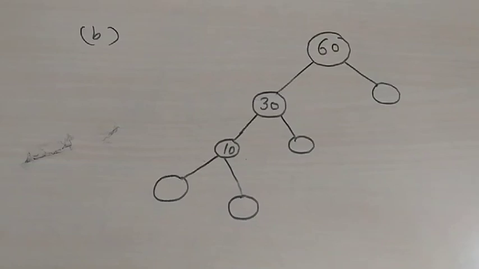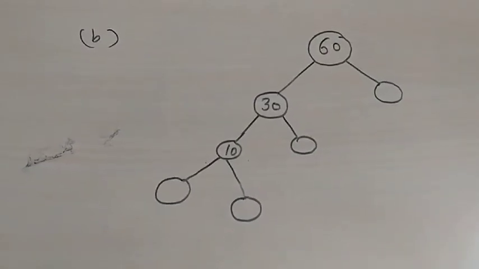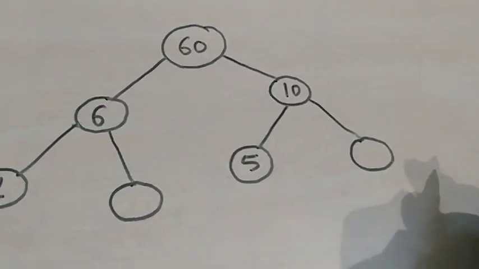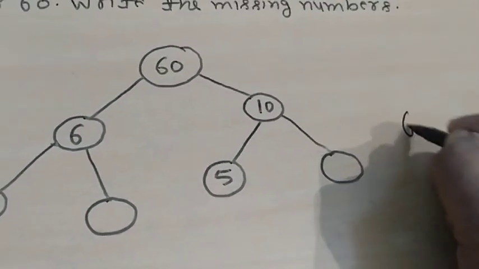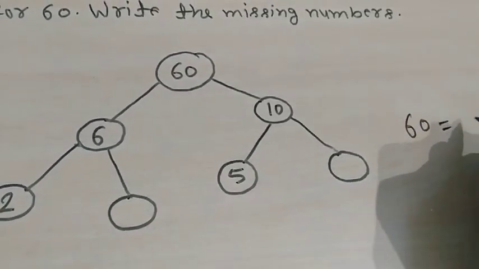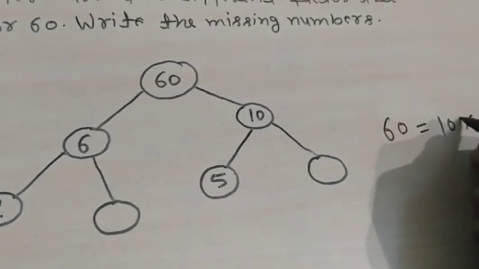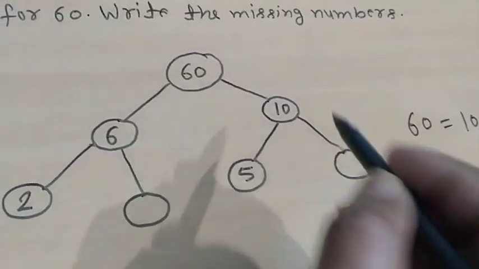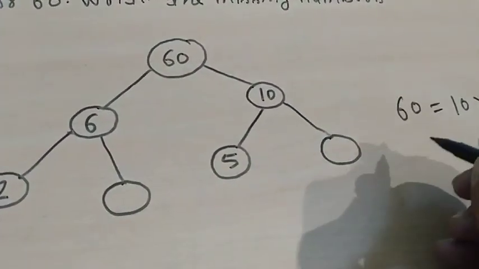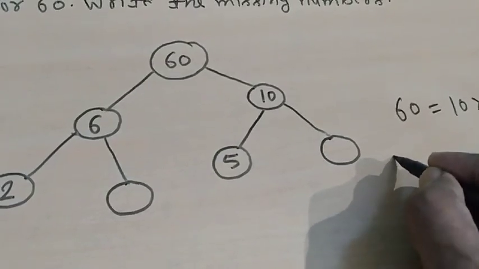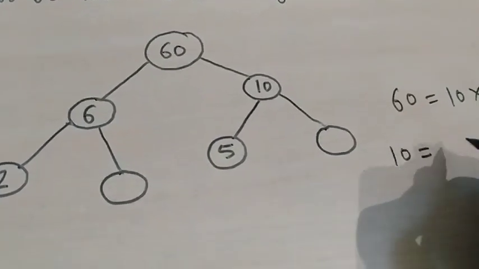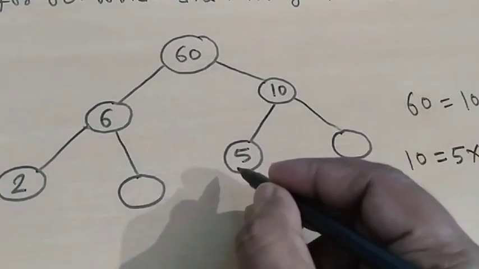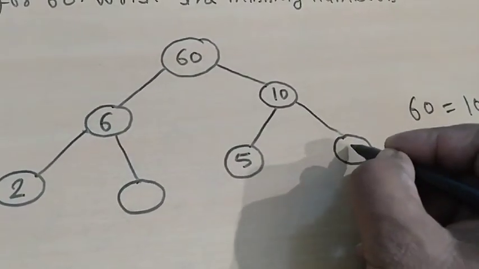So let us now write it out. This is the first part. So you can write 60 is equal to 10 times 6. Clear? 10 times 6. So here 6, here 10. But 10, we break 10 into 2 parts: 5 times 2 is 10. So here 5 times 2. So you write here 2.